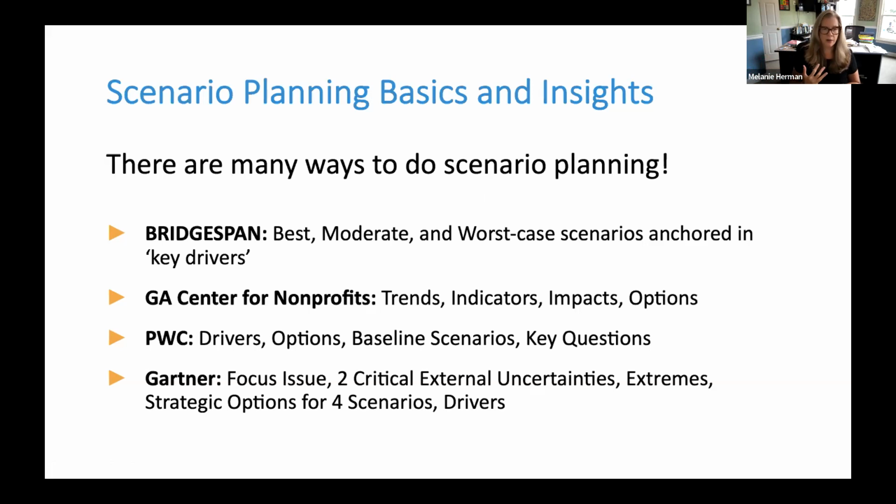So we're going to start with Bridgespan, which is a well-known consultancy. They talk about best, moderate, and worst case scenarios, and they also talk about key drivers. I think that's a very powerful concept in scenario planning. Then we're going to look at the Georgia Center for Nonprofits approach. Theirs focuses on trends, indicators, impacts, and options. I love the fact that with any planning activity, you should always have options, right? There's never one way to do anything.